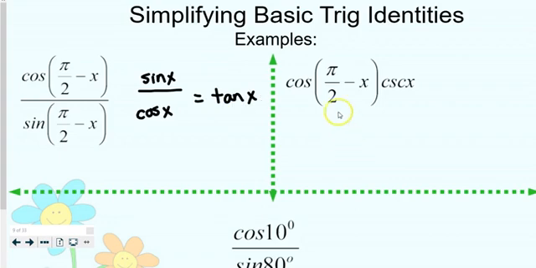Now another example, the cosine of pi over 2 minus x times the cosecant of x. Well, we know cosecant is the reciprocal of sine, so let's change this to sine. The cosine of pi over 2 minus x is equal to the sine of x times the cosecant of x, which is equal to the sine of x times 1 over the sine of x. And the sine and the cosecant are reciprocals of each other. These things cancel out, and we're left with just 1.